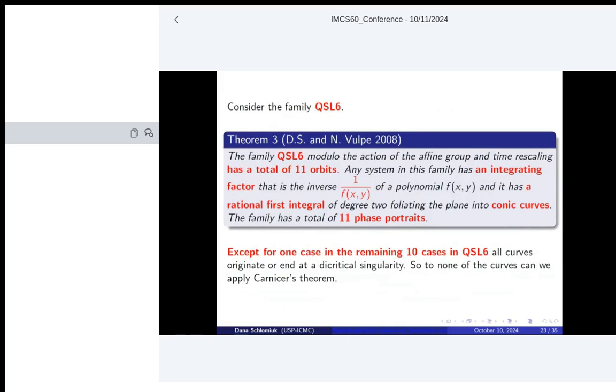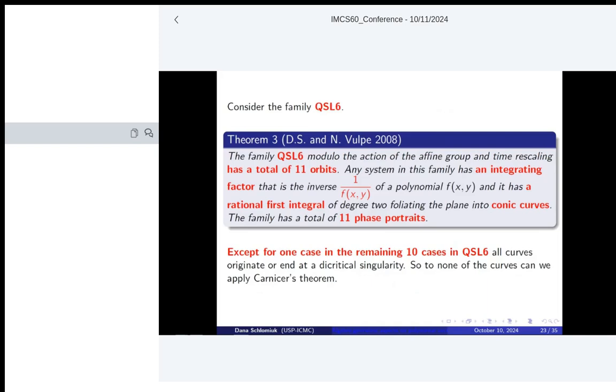Now, if we consider in particular QSL6 with the total multiplicity exactly 6. By total multiplicity, of course, we mean the sum of the multiplicities of all the lines. And we have the following theorem. Modulo the group action of affine group and time rescaling, we have a total of 11 orbits.